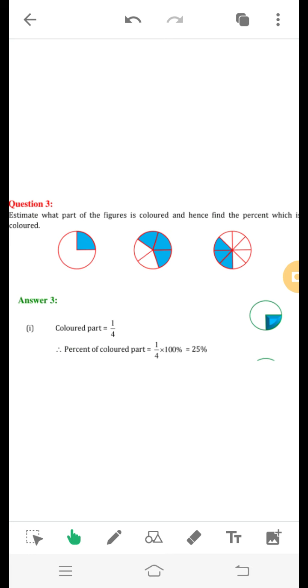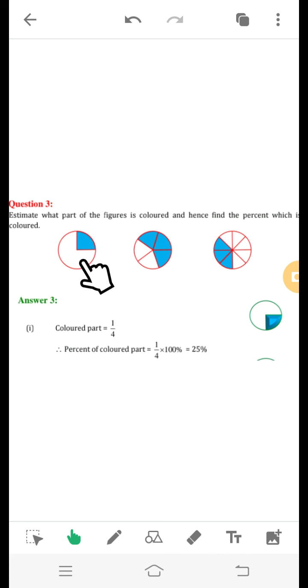Now the question 3. Estimate what part of the figure is colored and hence find the percentage which is colored. Now in that case, the number is not given. We have to find out what the number is. So here, first, the circle is given. We have to find out how many parts of this circle are colored.